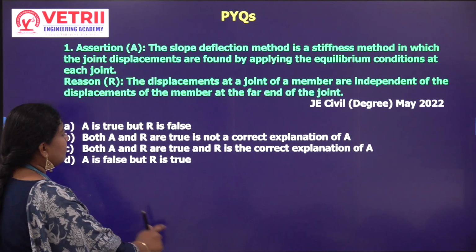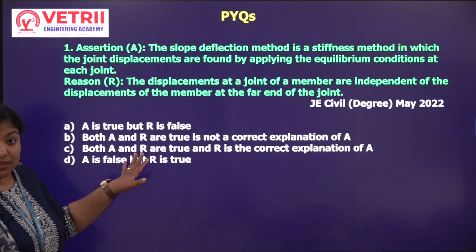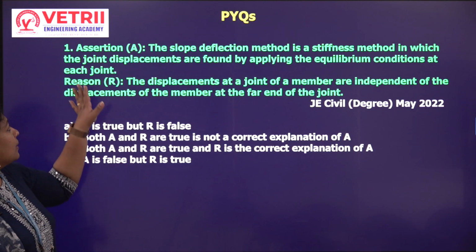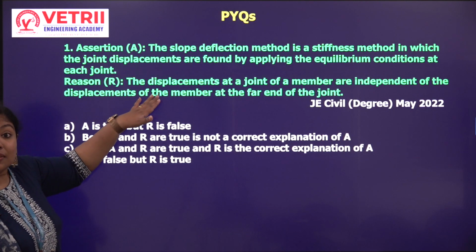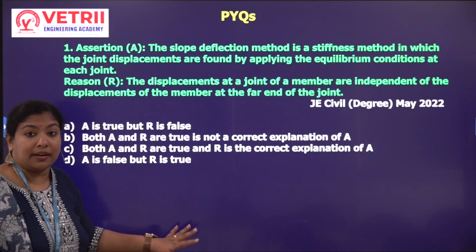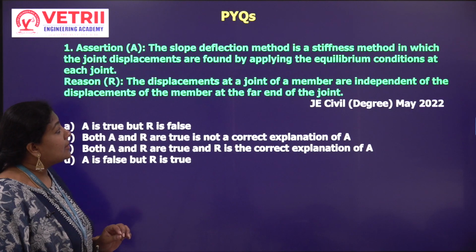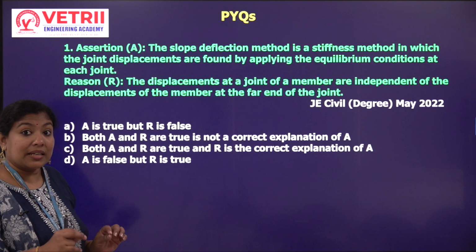We'll see some previous year questions based on this. Now this is the question; this is a bit of theory, so you have to read, understand and see which statements are correct. The first one: the slope deflection method is a stiffness method. Stiffness.